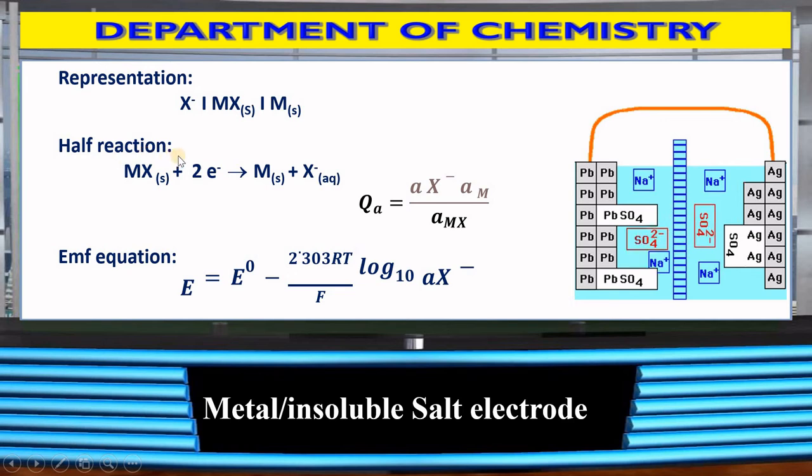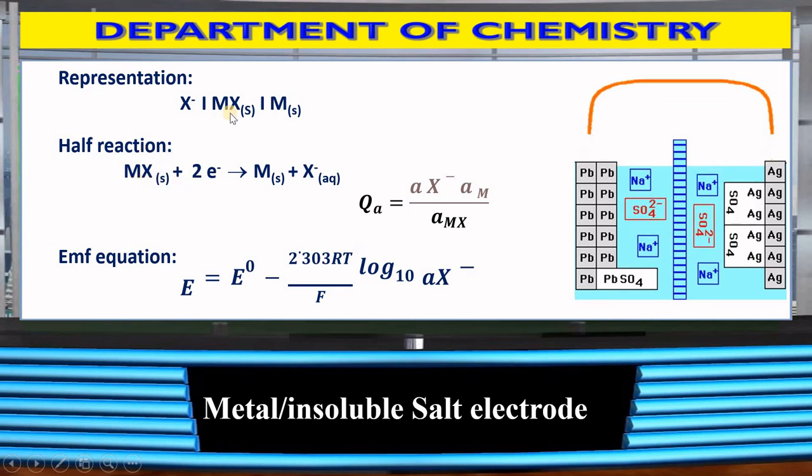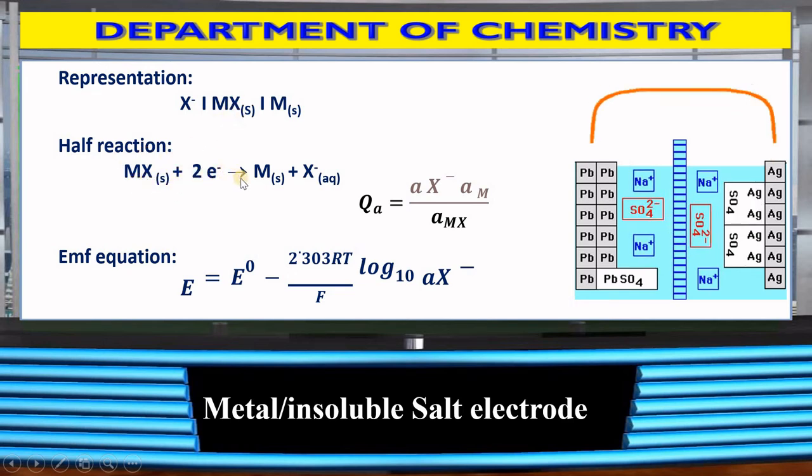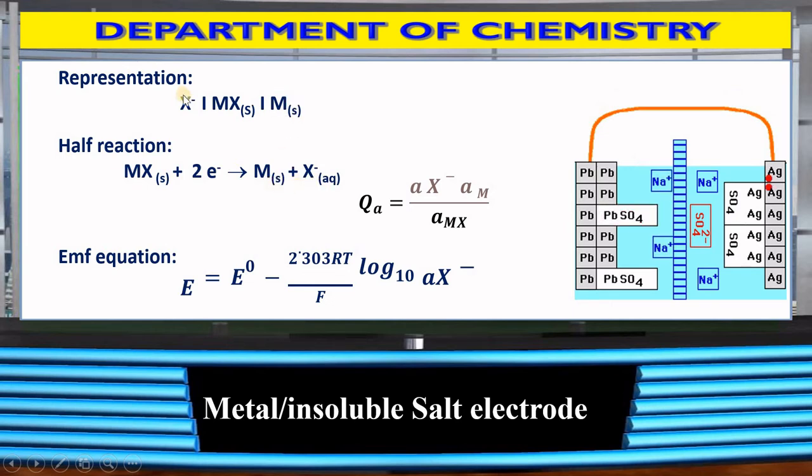Now the half reaction for this cell is: MX in solid state gains 2 electrons and converts into metal in solid state, that is, metal in solid state plus X minus ion, which is in aqueous form.